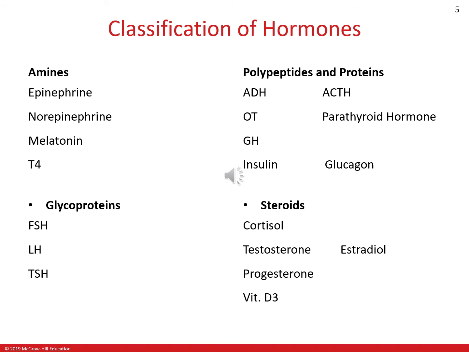The last group in the classification of hormones are the steroids, and examples of steroids are cortisol, which is produced in the adrenal cortex, testosterone, progesterone, and estradiol. Estradiol is estrogen. These are examples of sex hormones. Also, vitamin D3 is one example of a steroid molecule.